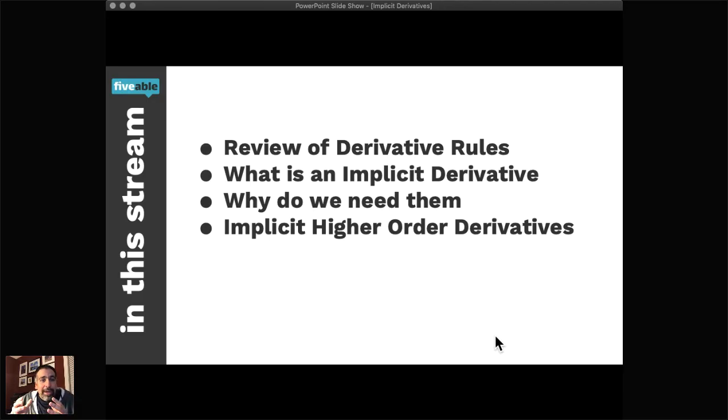Let's take a look at what we're going to be looking at in this stream this evening. The first thing we're going to do is review basic derivative rules. An implicit derivative is a type of derivative. We're not going to be able to take it without knowing our basic derivative rules, so we'll start just by reviewing that. The second bullet we'll hit is what is an implicit derivative, and that goes hand in hand with why do we need them. So what's the difference between the regular derivatives we've been taking and these implicit derivatives. And the last thing we'll try to look at this evening is what happens when you're asked to take a higher order implicit derivative.